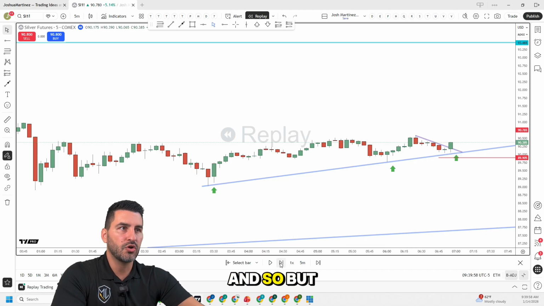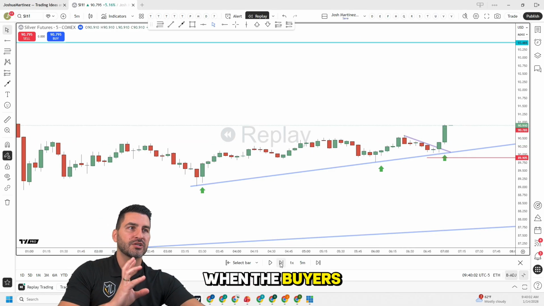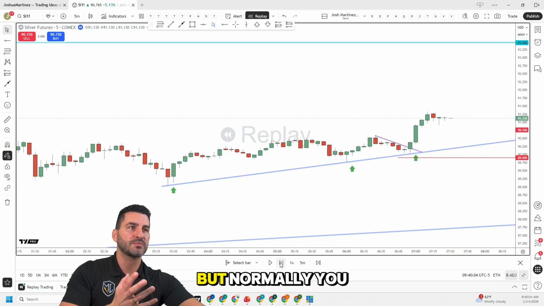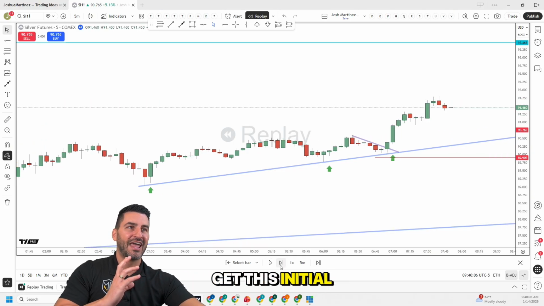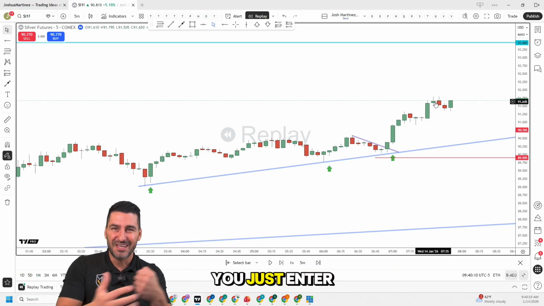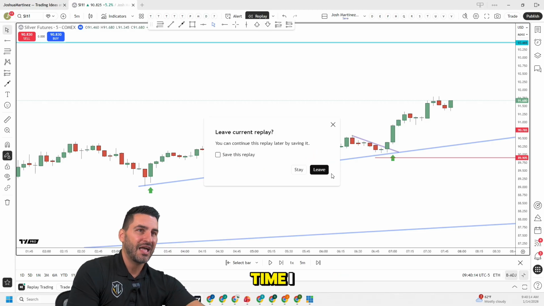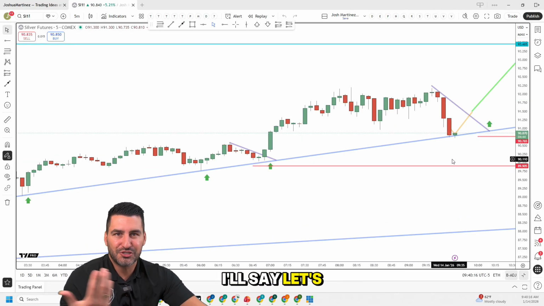And the stop loss is an automatic exit for loss, indicating like, hey, if you're wrong, that's where you will lose. But when you buy at a counter trend line break, you're buying right when the buyers take control. And normally, not always, but normally you get this initial surge, right? It makes trading a whole lot of fun when you just enter into a trade and it goes your way right away, right? So that's what happened last time.